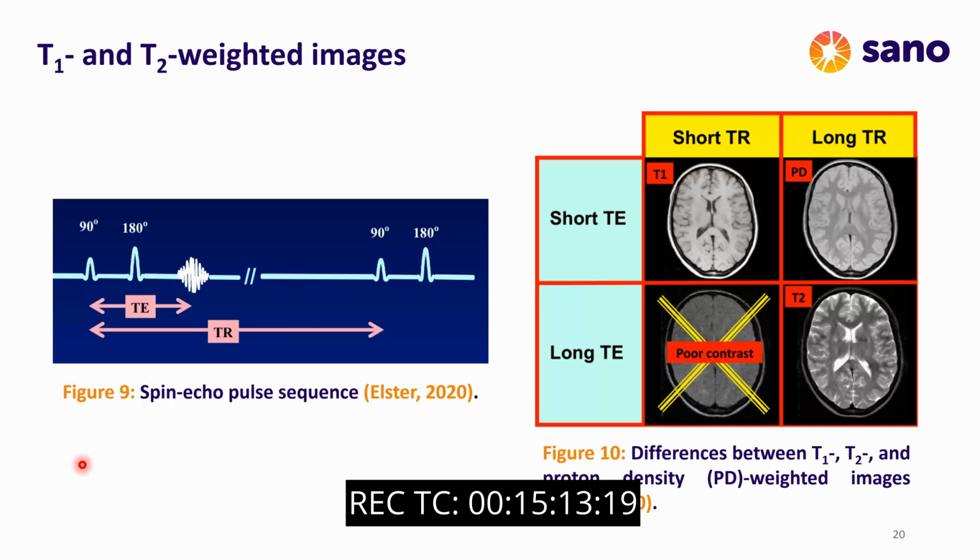T1 and T2 weighted images are the most common types of MRI, and for the acquisition, we used the spin echo pulse sequence, which consists of a 90 degrees pulse, a 180 degrees pulse, and an echo. The time between the middle of the first pulse and the peak of the echo is called the echo time, and the time between two consecutive pulses is called the repetition time. In spin echo imaging, the echo and repetition times are used to control the image contrast and also the weighting of the magnetic resonance imaging.